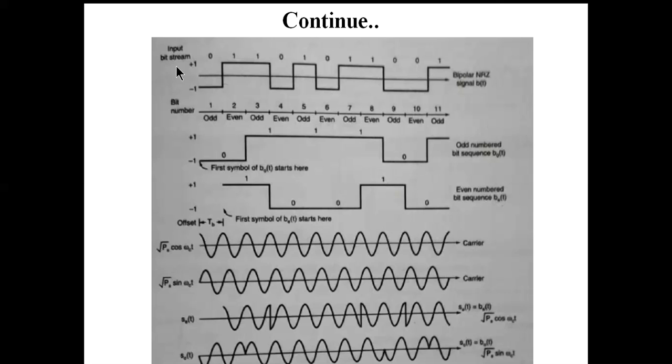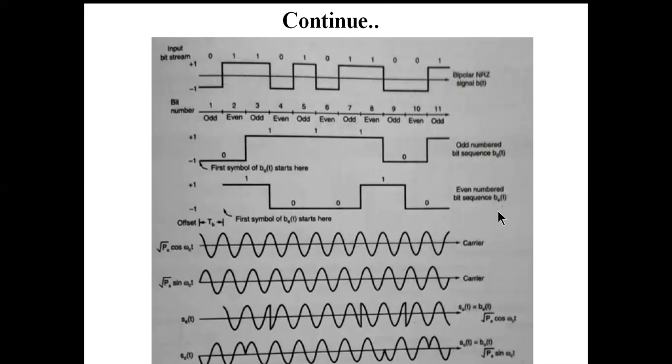Now let's see the even portion: 4 is 0, 6 is 0, here you can see that 0, and 8 is 1, so obviously here it is 1. The 10th bit is 0, so here is 0. So this is the odd number bit sequence, this is the even number bit sequence. This has been denoted by BOT, and this has been denoted by BET.